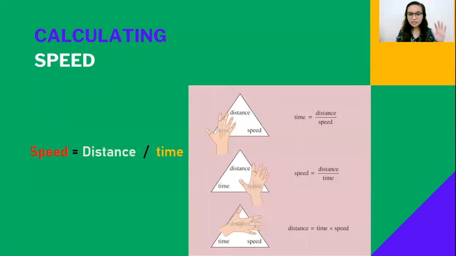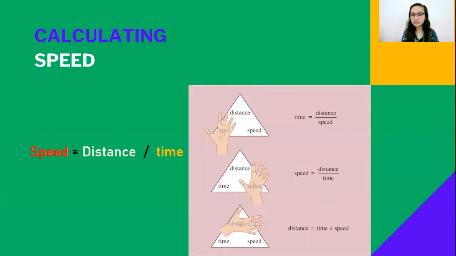So you just divide distance divided by speed, you will get your time. Kapag speed naman yung hinahanap, you cover the speed, so you will be left with distance and time. So you just divide distance divided by time, you will get your speed. And then if you're looking for distance, so you cover the distance, you will be left with time and speed.